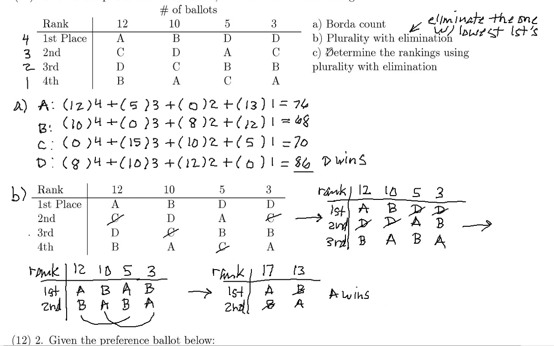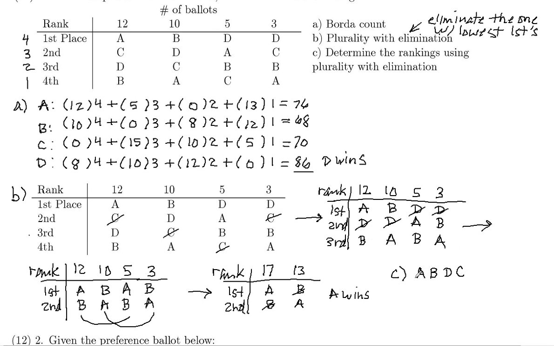Part C, determine the rankings using plurality with elimination. Okay, so the rankings are going to be first, second, third, fourth place in order. So A is first, because it didn't get eliminated at all. The second place was B, because it was eliminated last. And then we go back another table. D was the next one, so D got eliminated second to last. And then C was the first one to get eliminated, so it was in last place.